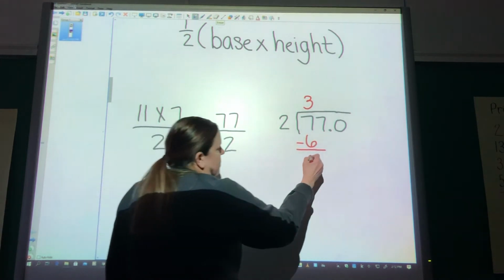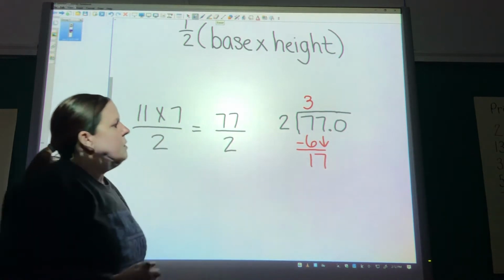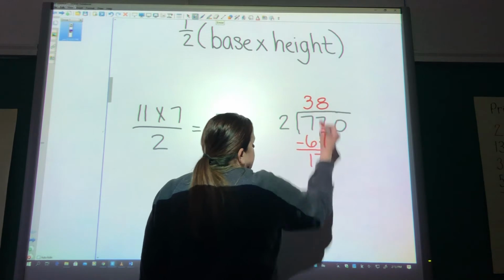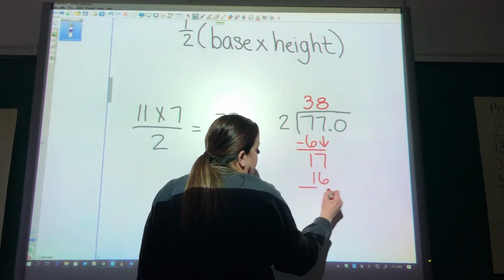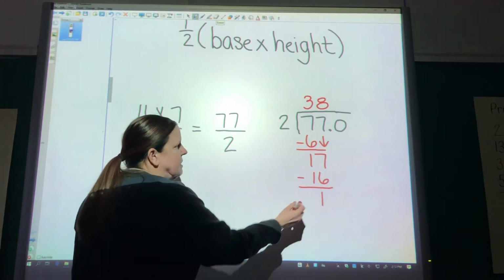7 minus 6 is 1. Bring down the 7. 2 will go into 17 8 times, which is 16. 7 minus 6 is 1. 1 minus 1 is 0.